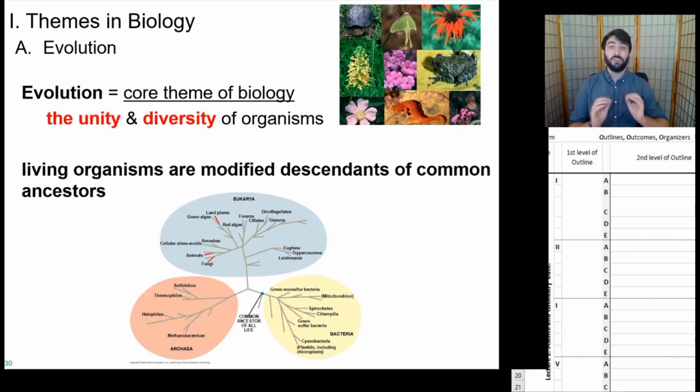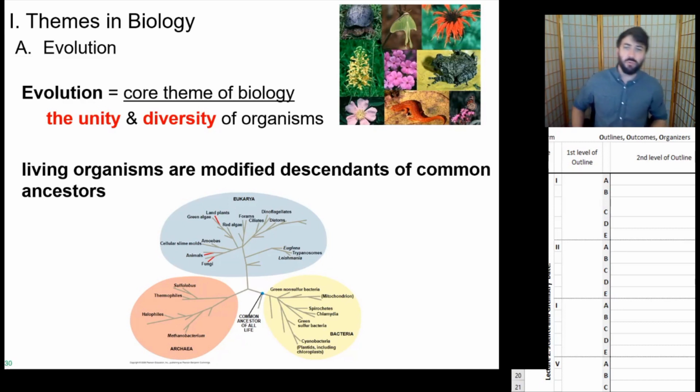Starting with evolution, kind of the core and unifying theme of biology. Now, evolution basically states that living organisms are modified descendants of a common ancestor. In other words, we are all descendants. We are descended from the same things that elephants are, if you go back far enough, or heck, fungi. We're descended from the same thing that fungi are descended from, if you go back far enough. In fact, we call that the common ancestor of all life.